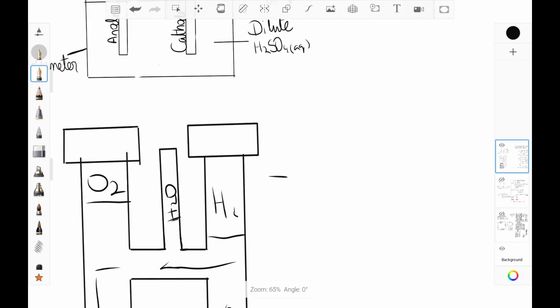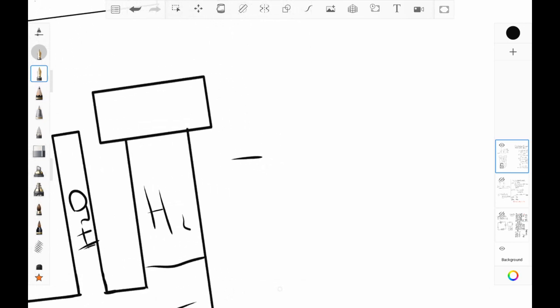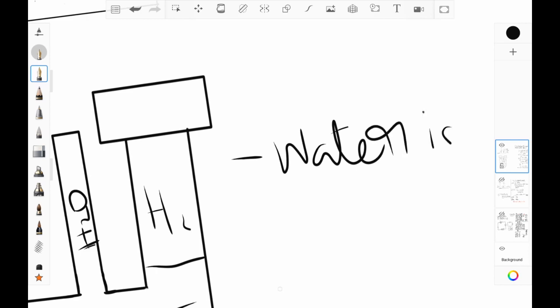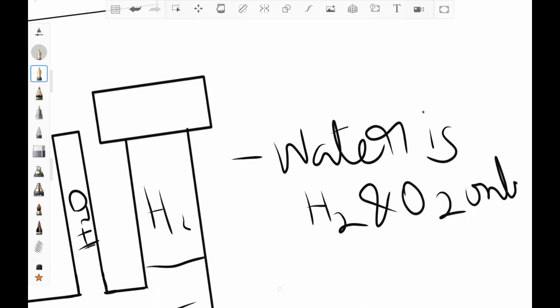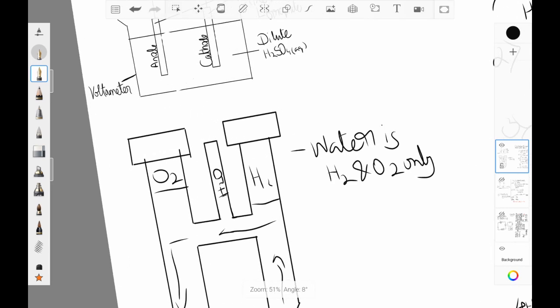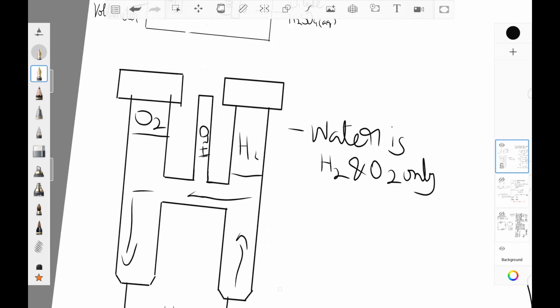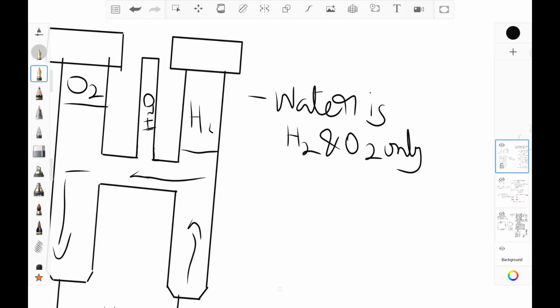Number one, it helps us deduce that water is composed of hydrogen and oxygen only. So water is hydrogen and oxygen only. That's the first deduction that we can make from the Hofmann's voltameter, because remember, when a dilute solution electrolyzes, and in this case, when a dilute acid or acidified water undergoes electrolysis, water is the thing that decomposes. So that way, water is only hydrogen and oxygen.